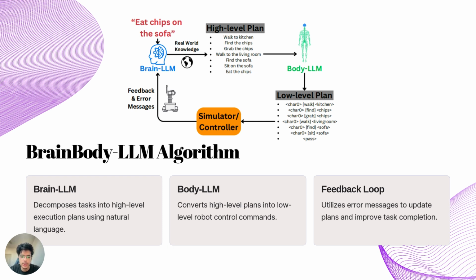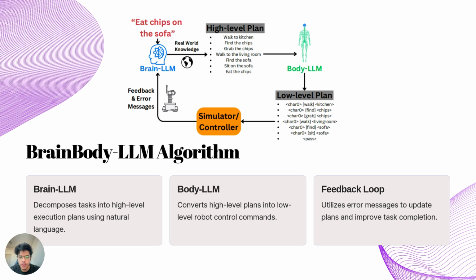The second part here is the body LLM. Now, once we have this high level plan from brain LLM, we need something to actually execute it. Here's where body LLM comes in. It's responsible for taking each high level step from brain LLM and converting it into low level commands that the robot can understand and act on. It basically translates each step into specific actions. So if brain LLM says grab milk, body LLM will generate something like grab space milk, a command that the robot can directly execute.